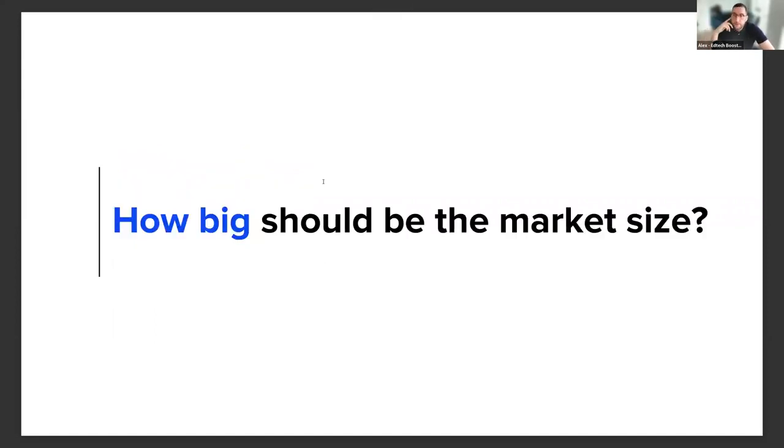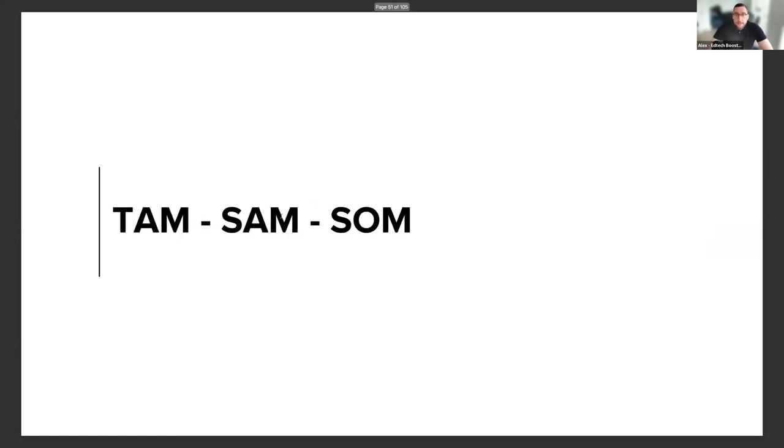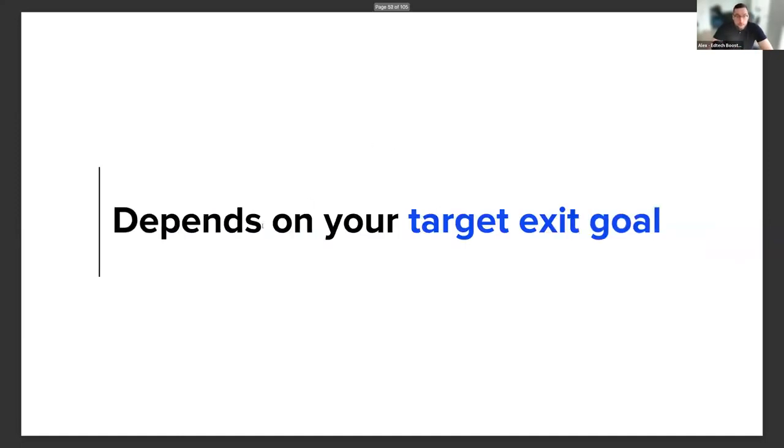How big should the market size be? Can you answer this question in your head, or just think about it? How big? Like a 100 million market size, is it enough? Or a $500 million market size, is it enough? Or a 10 billion market size, is it enough? Actually, everything depends on your goals, on your target exit goal.